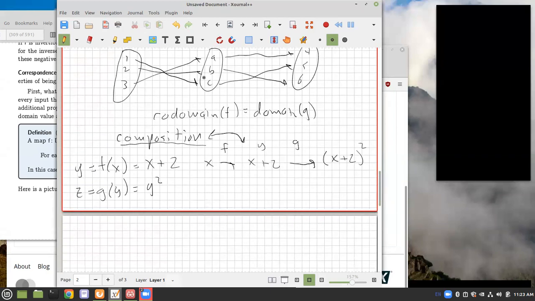Okay. So how do we define the composition? Well, first of all, this thing has a name, and it's like F is first and G is second.